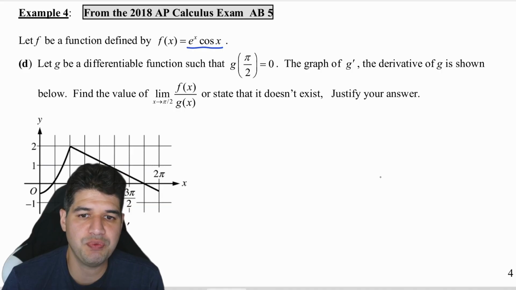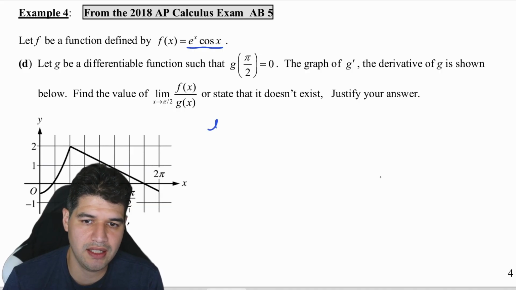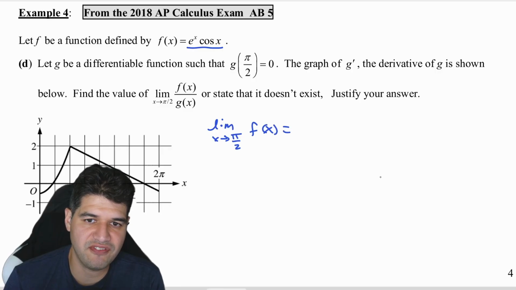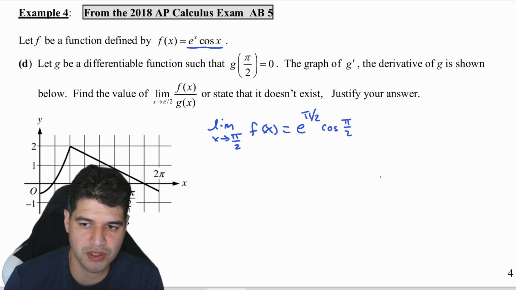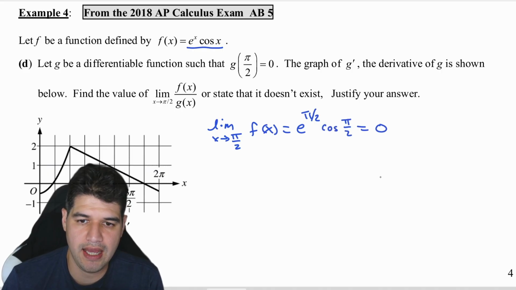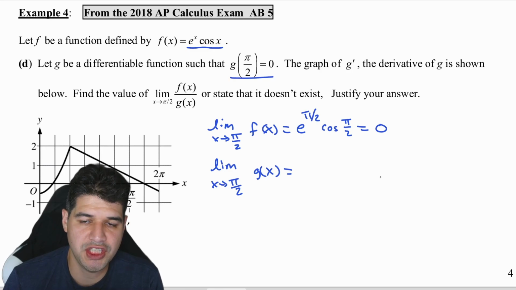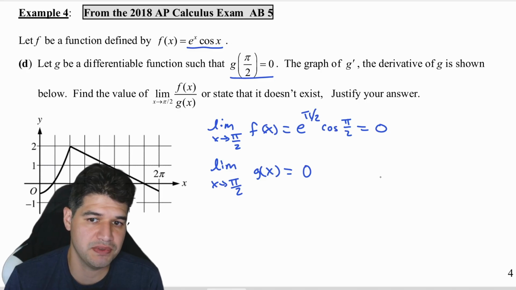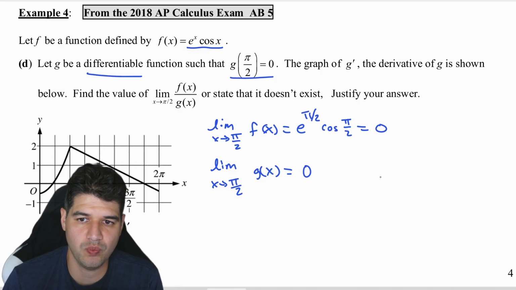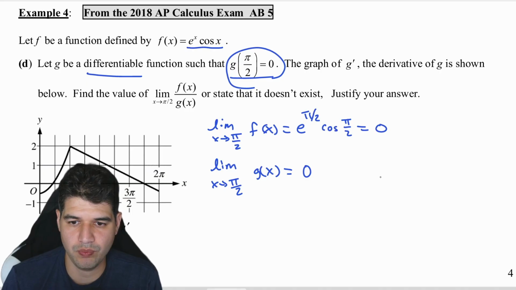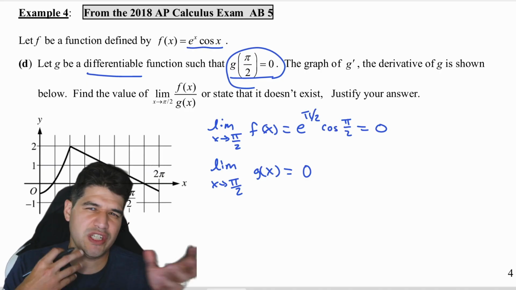So first, let's see if we can apply L'Hopital's rule. Let's just go willy-nilly and apply the limit as x approaches pi over 2 of f of x. Well, f of x is going to be e to the pi over 2 times cosine of pi over 2. Well, cosine of pi over 2 is 0, so that's going to get me 0. And let's find the limit as x approaches pi over 2 of g of x, which is my denominator. And we know that g of pi over 2 is going to equal 0. So there we go. And since this is a differentiable function, we know that this function was continuous at pi over 2. Okay, so we know that the limit is also going to equal 0. We don't have a weird jump or anything happening.